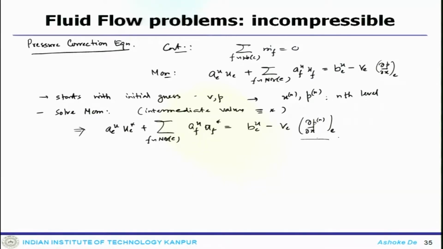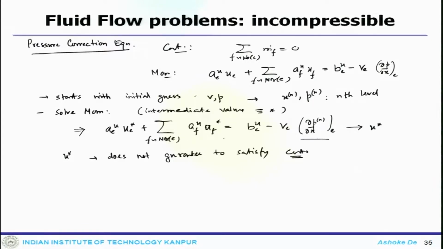Now, compute the velocity field u star, which satisfies the momentum equation. But whatever you get from here, this u star is not guaranteed to satisfy continuity.